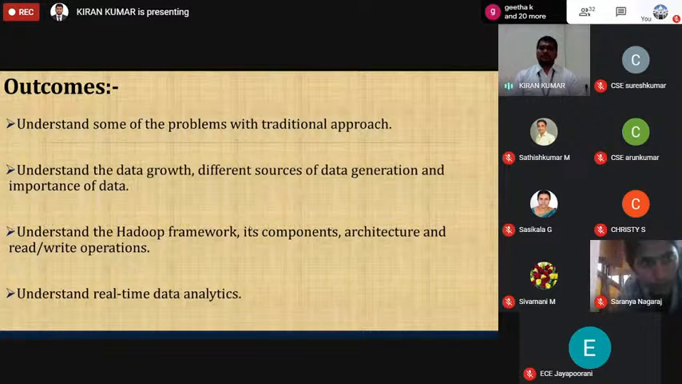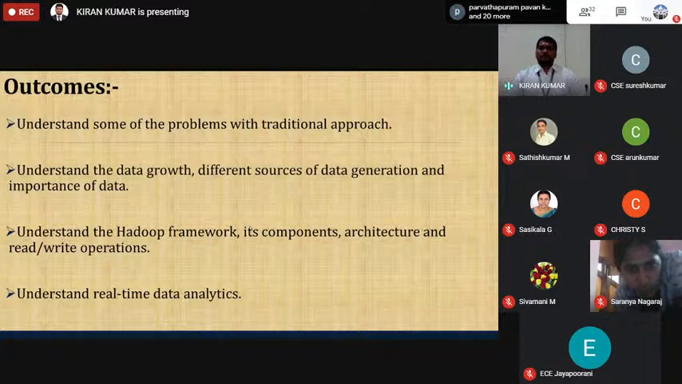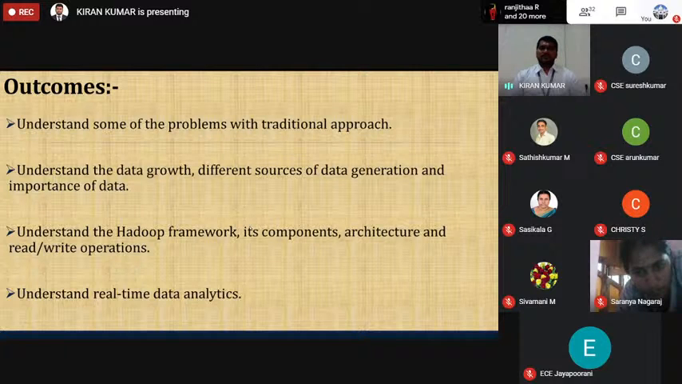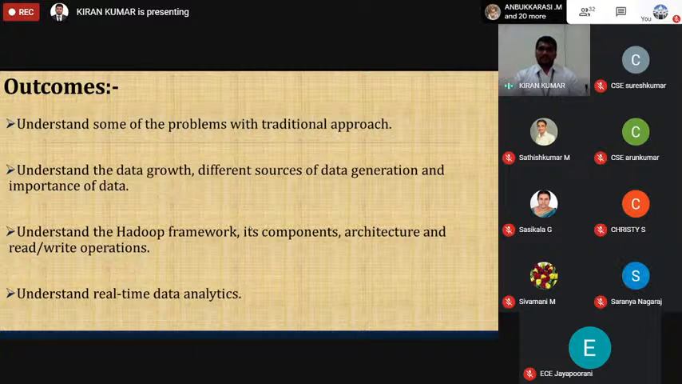The first outcome is that you will understand some of the problems with the traditional approach, what exactly the problems are that we are facing. Following that, you'll understand the data growth, the different sources of data we are getting, how data is generated, and the importance of data. That will be the second outcome.